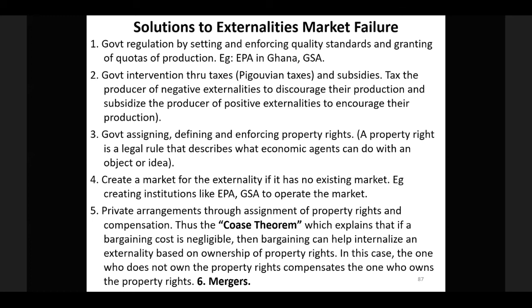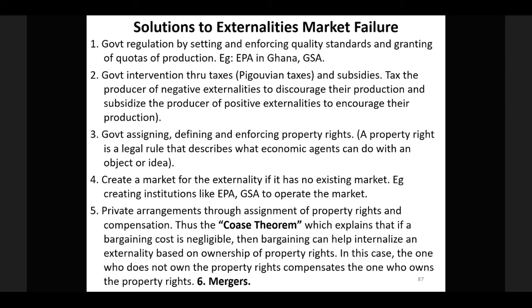Government assigning, defining, and enforcing property rights can also help address the issue of externalities, like we see in the Coase theorem, where if bargaining costs are very low and property rights are perfectly assigned, then bargaining or negotiation among private individuals can resolve the externality problem without government intervention. The government in the first place must be the one assigning the property rights, so that they can be enforced legally.